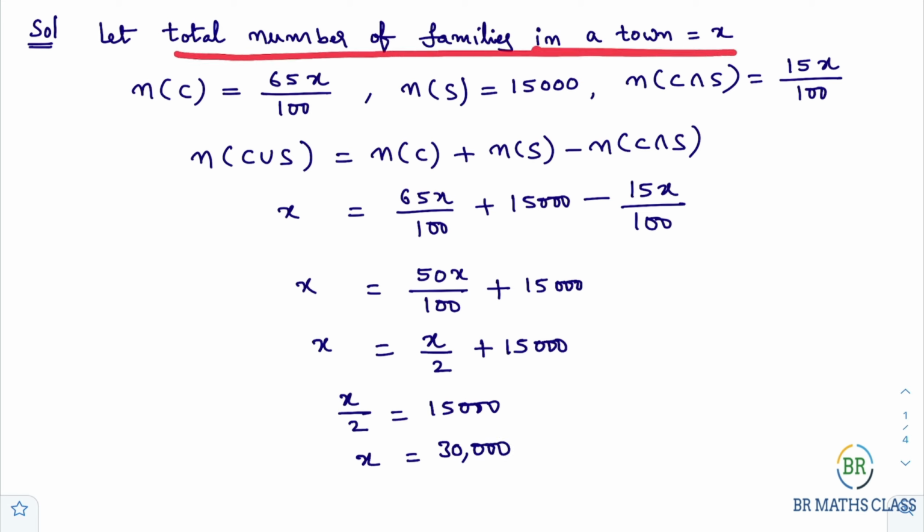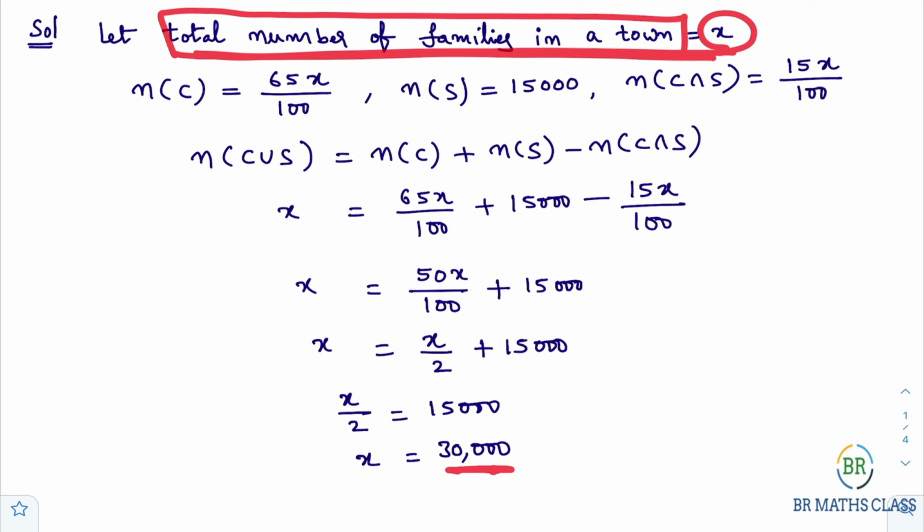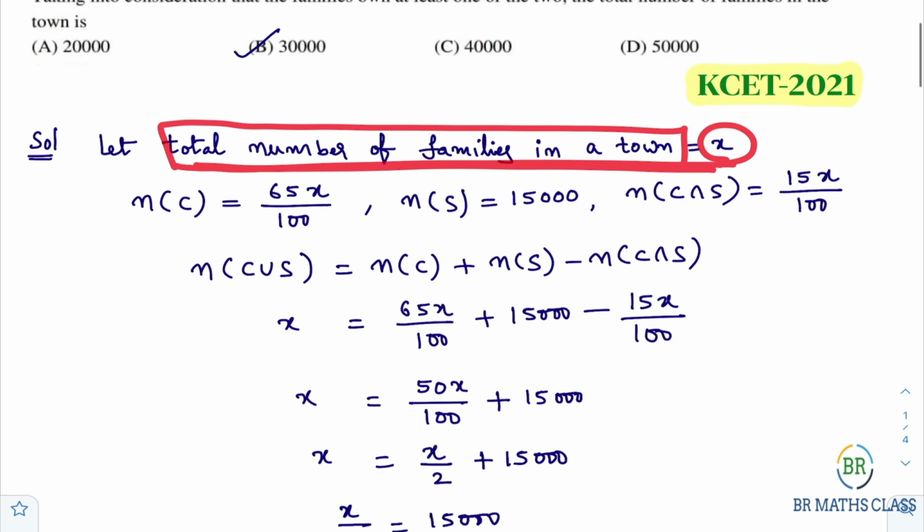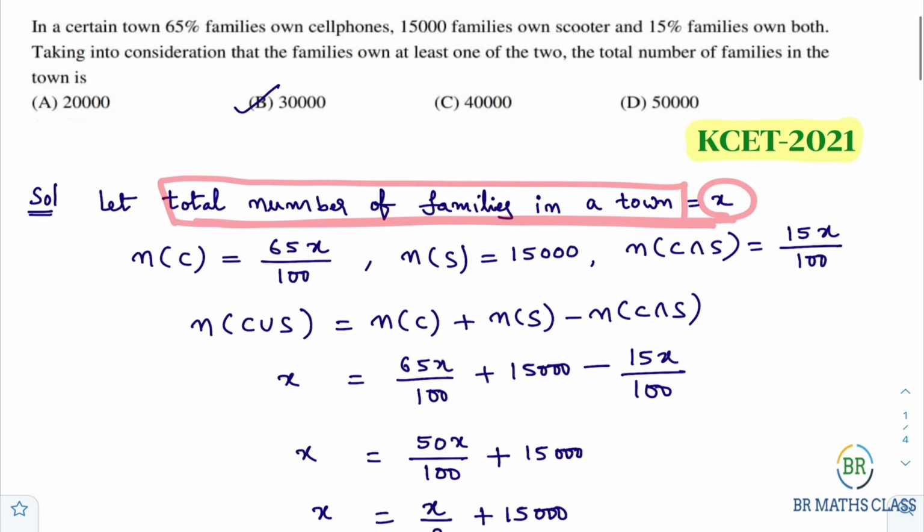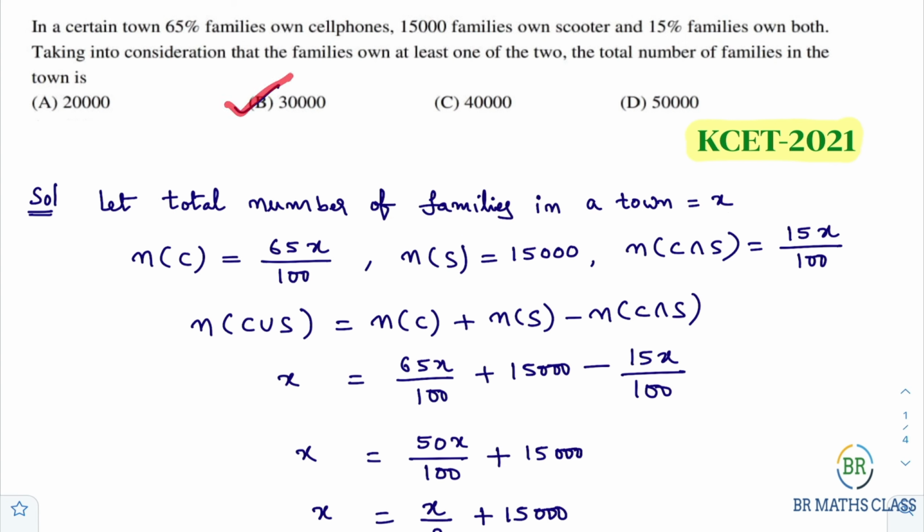What is X? Number of families in a town is X. They are asking to calculate the number of families in a town. I have taken it as X. I got X value as 30,000. So what is the right option here? You can see 30,000 is the right option. So option B is the right option for this problem. I hope you understand this.